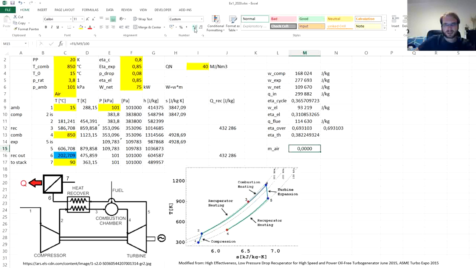Again, the rounding. So the work in kilowatts divided by unit work in kilojoules per kilogram, and the resulting units are kilograms per second.